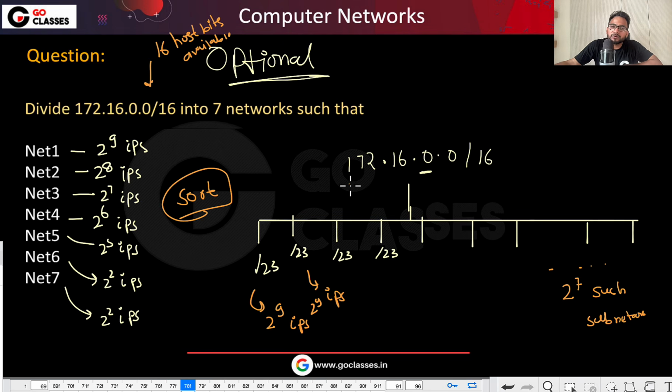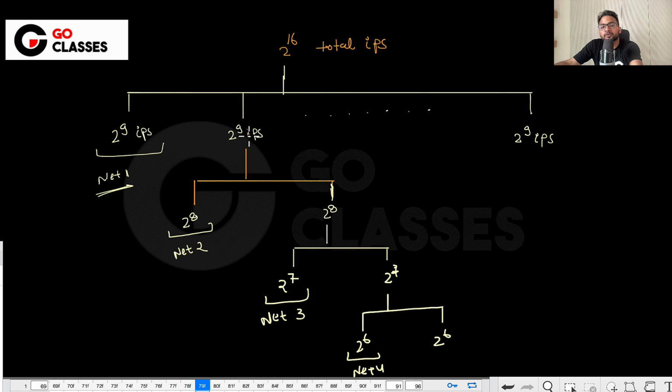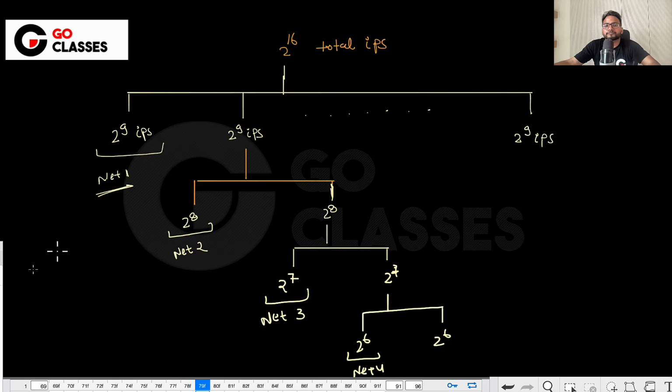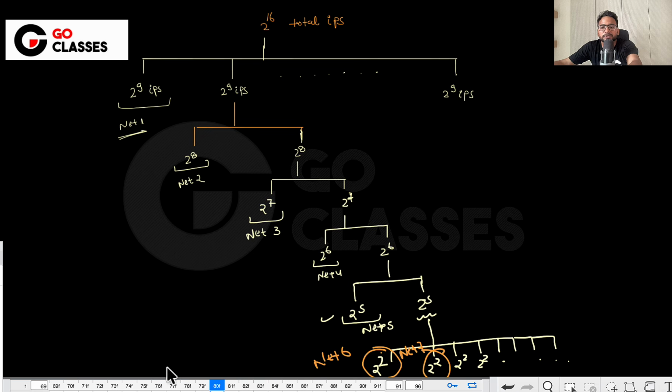So basically what I'm saying is easy only. Given a block, first just see that, okay, you need a 2 power 9 chunk. So let's divide into 2 power 9 chunks, right? But do not assign the second chunk directly. You can further divide this because you just need 2 power 8. You can further divide this like this, right? So how to divide? Let me just tell you.